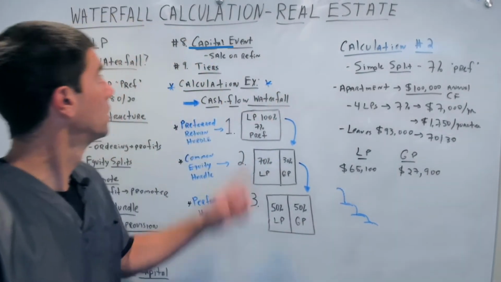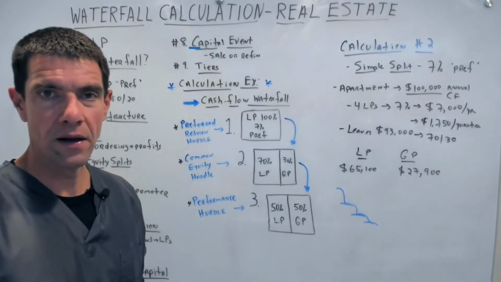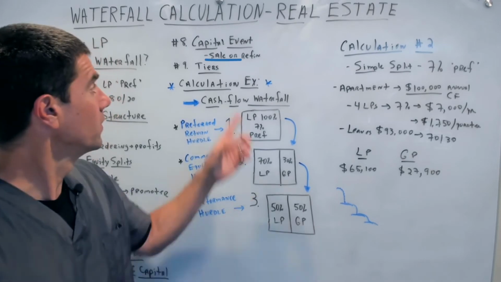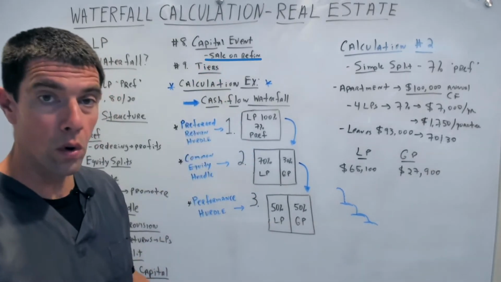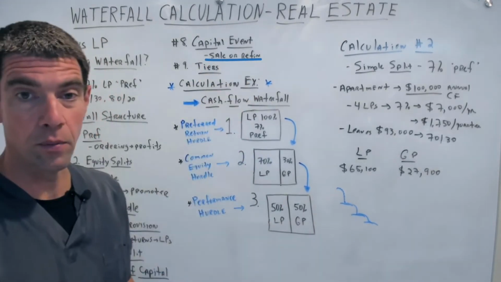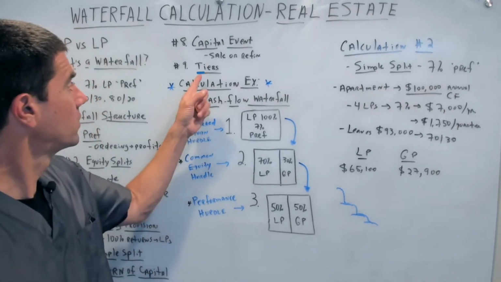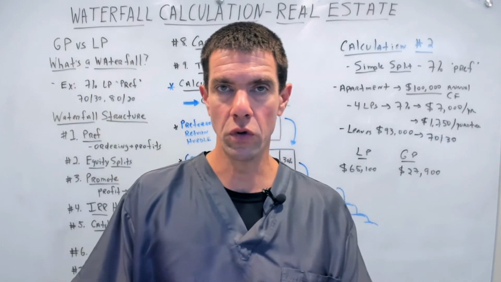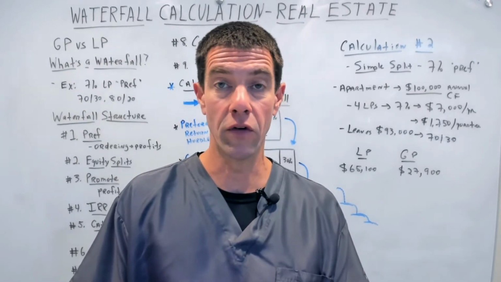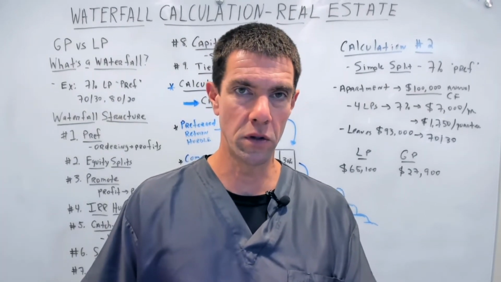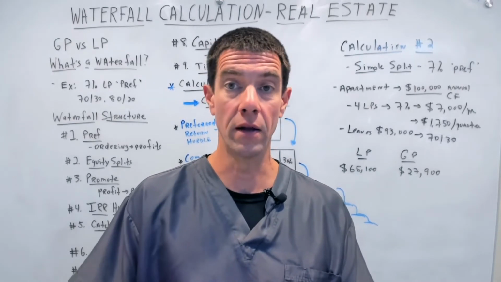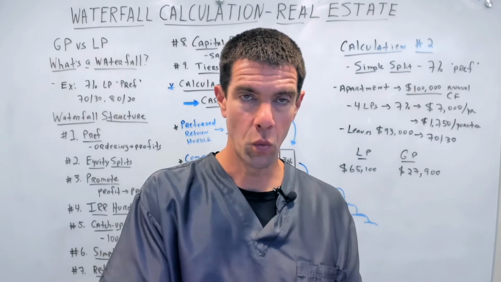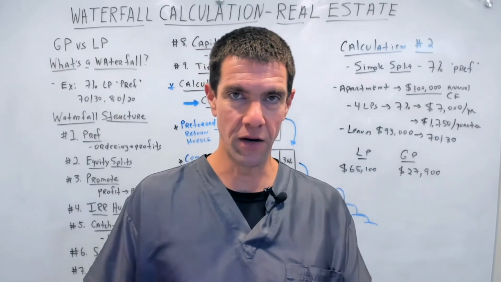Number 8, capital event. A capital event is usually defined as one of two things. It's either the sale of the property or a refinance of the property. And last but not least, tiers. There are examples of two-tiered waterfall agreements that contain different rules for cash flow distributions as well as for capital events. So you may get a simple split for cash flow, whereas a capital event may contain different rules.